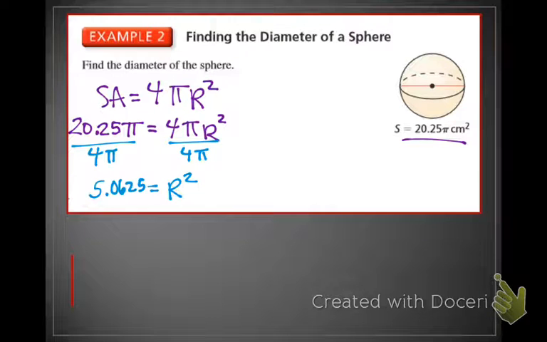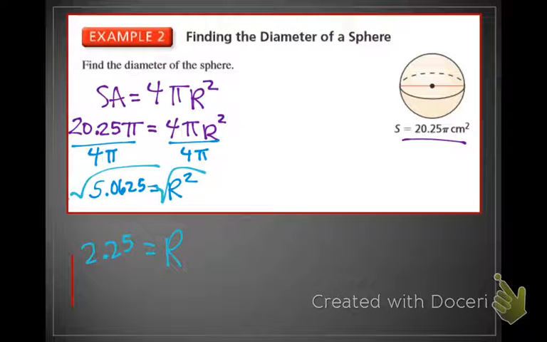Did you put pi in the top and the bottom? Not at the top and bottom. The opposite of squaring, we're going to take the square root. We've got to take the square root of it.